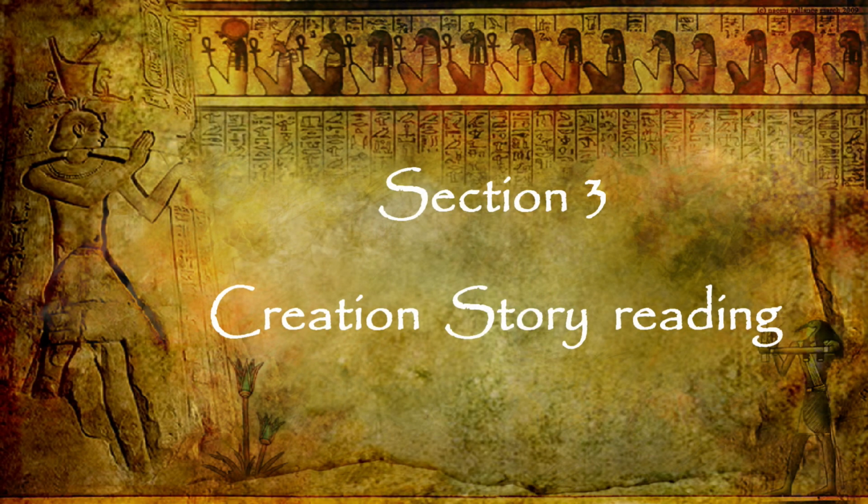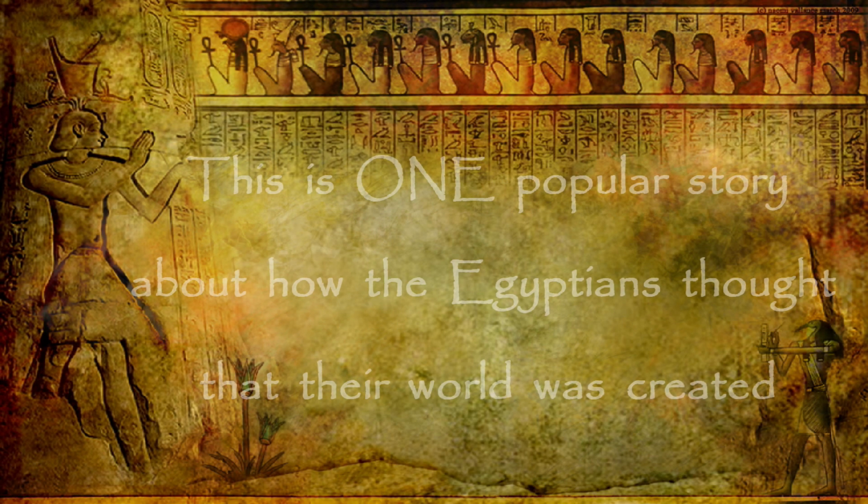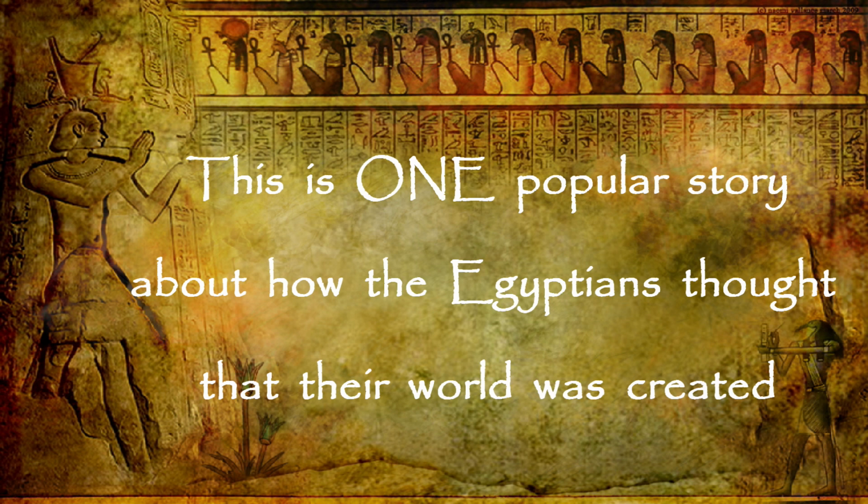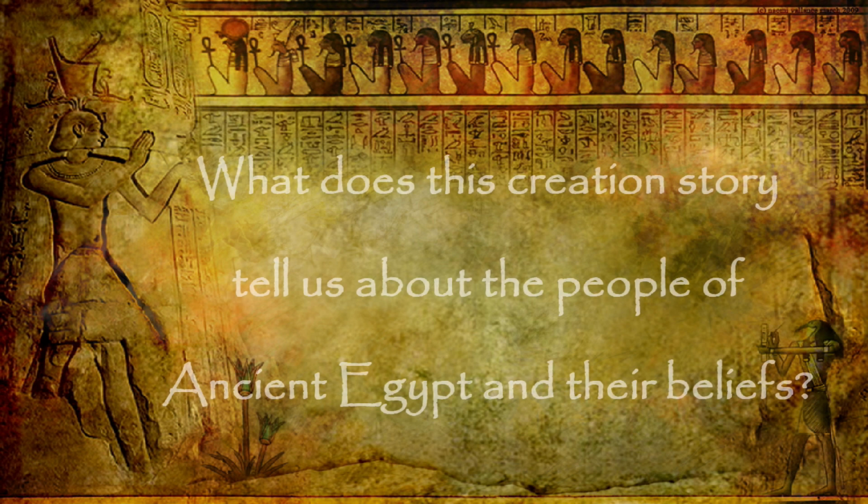Section 3. Creation story reading. This is one popular story about how the Egyptians thought that their world was created. What does this creation story tell us about the people of ancient Egypt and their beliefs?